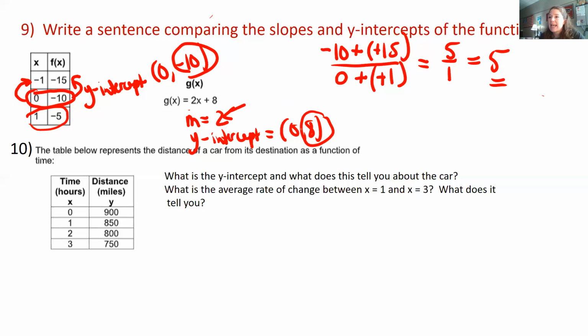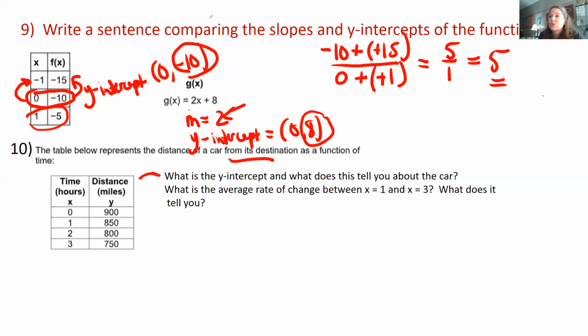All right, number 10, it gives us a table. It says that this table represents the distance of a car from its destination as a function of time. So at 0 hours, we are 900 miles from our destination. At 1 hour, we're 850 miles from our destination. So what does that mean? That means that we traveled 50 miles closer to our destination, right?